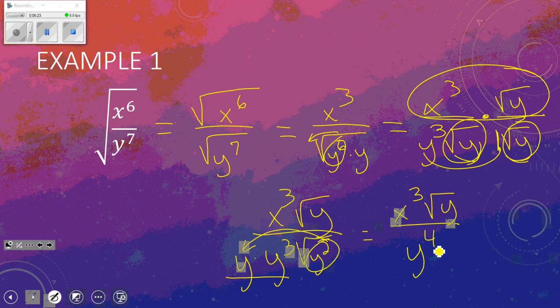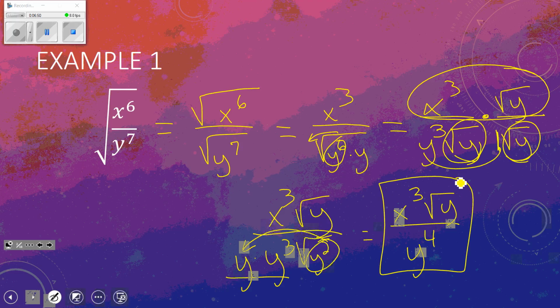Now, if you can simplify things, outside with outside, inside with inside, you should. And occasionally, you might have problems that can go further, so always look to see if it's fully simplified. But my question is, can I simplify this y under the radical with one of the y's in the y to the fourth? No, why not? Because one's on the inside and one's on the outside.